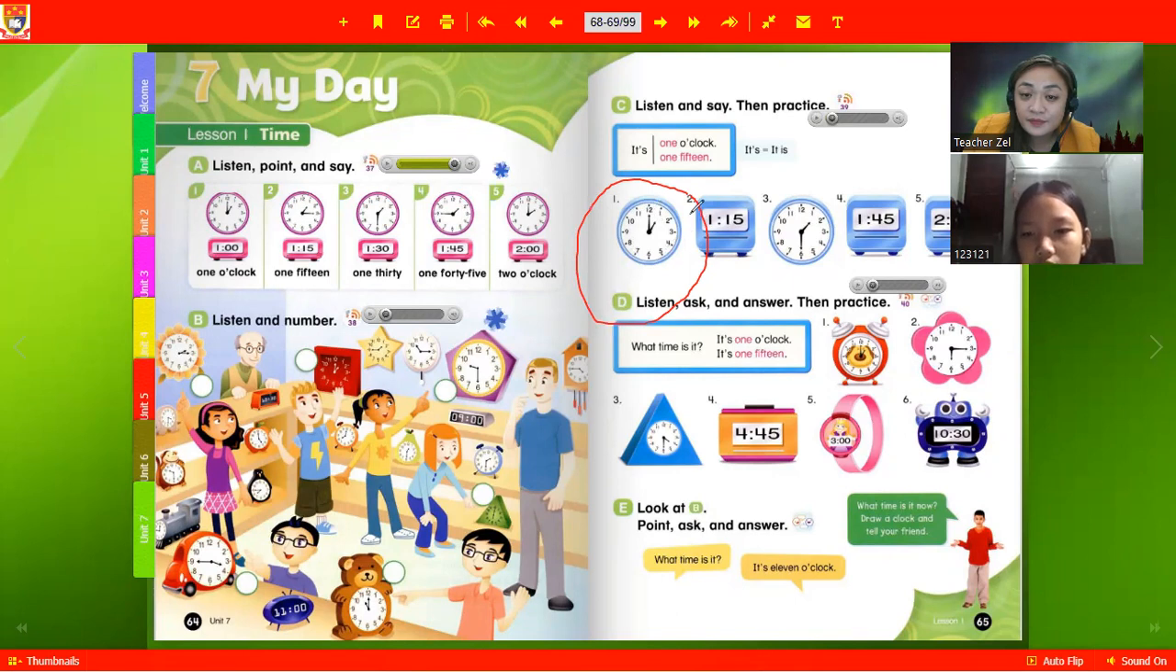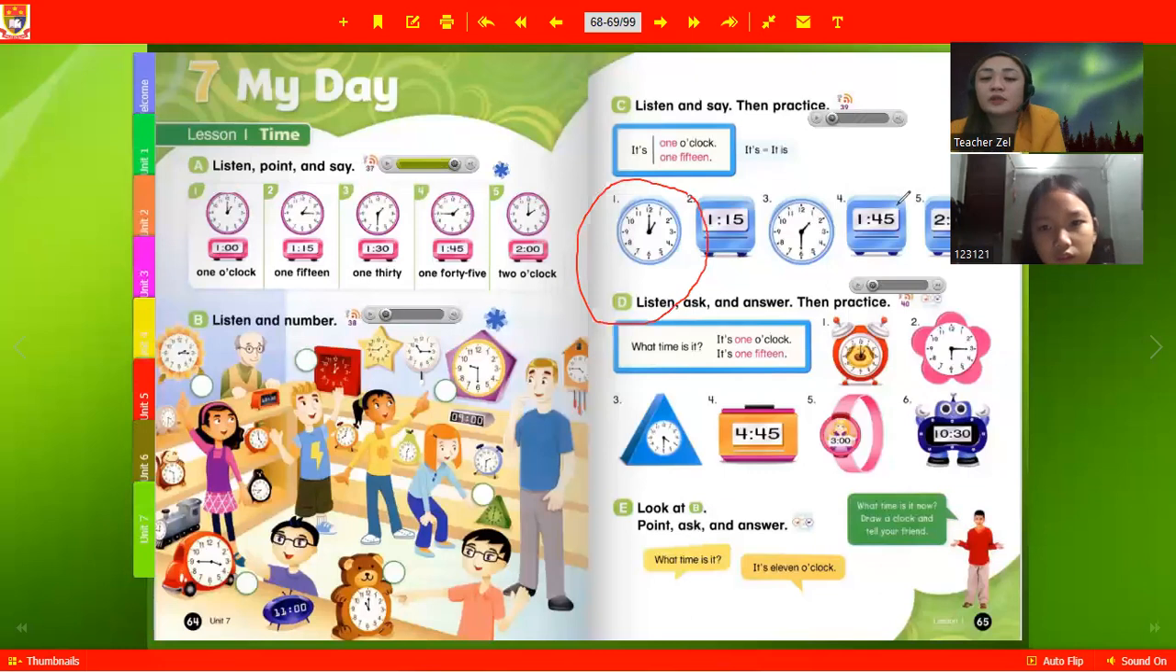It is 1 o'clock. Very good. This is 1 o'clock. How about this one? It is 1:30. Yes, 1:30. All right, very good. So let's proceed to the next exercise.